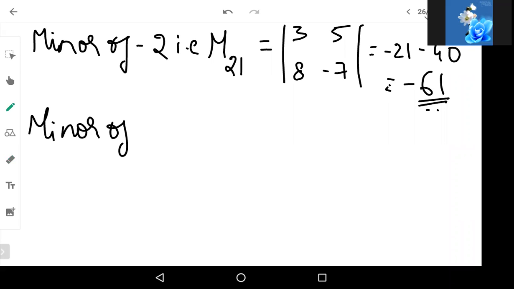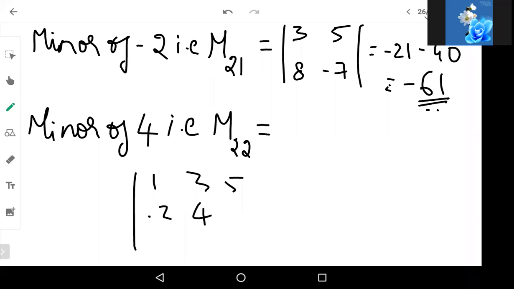Minor of, next one is 4. So now say me, what is the placement of this minor? Which row and which column? Where is 4 situated? Second row and second column. Very good. So you will have second row and second column. Okay, very good. Now again, determinant 1, 3, 5, -2, 4, 6 and 9, 8, minus 7.